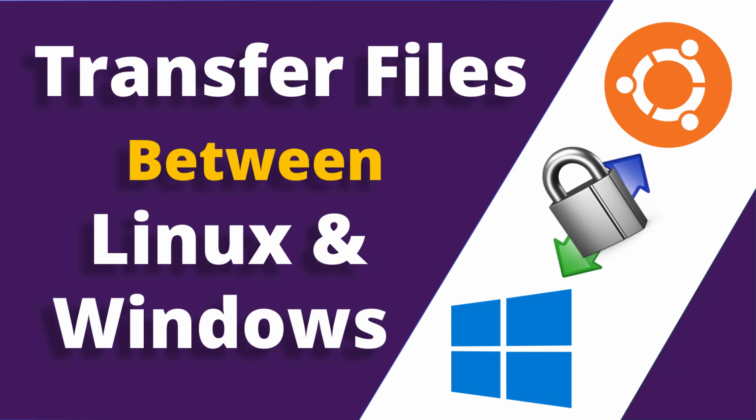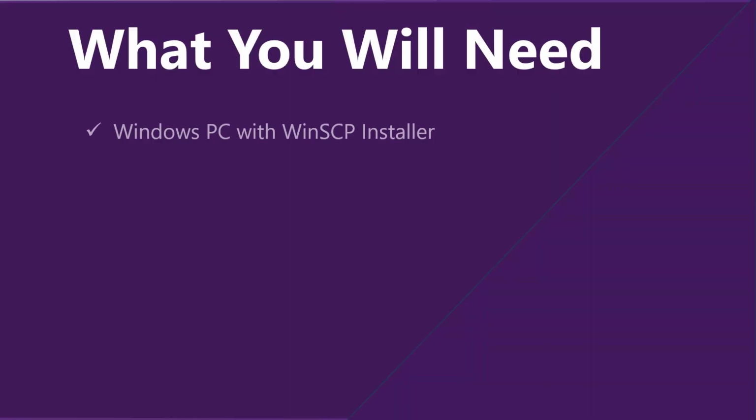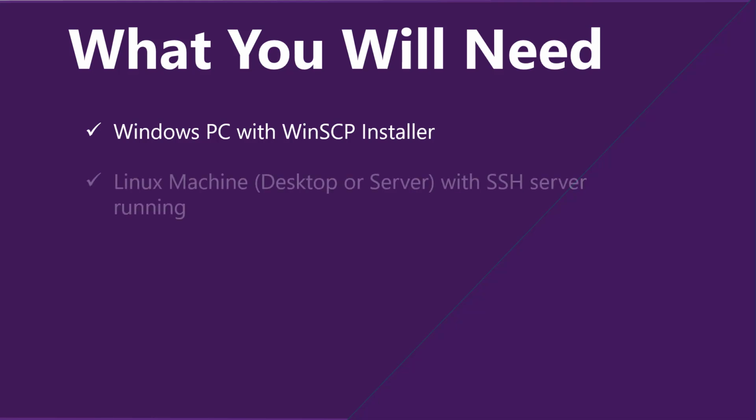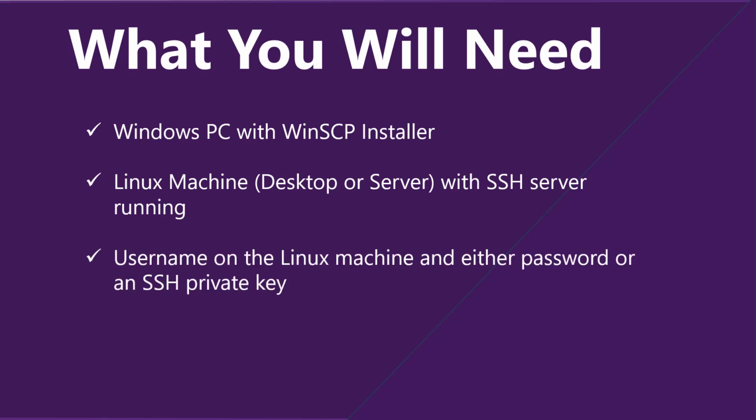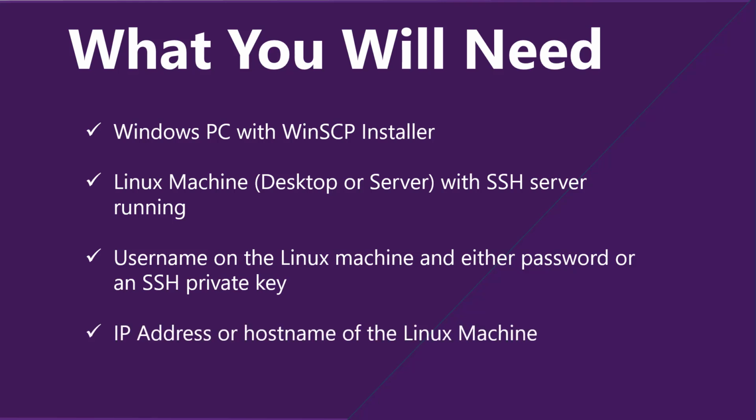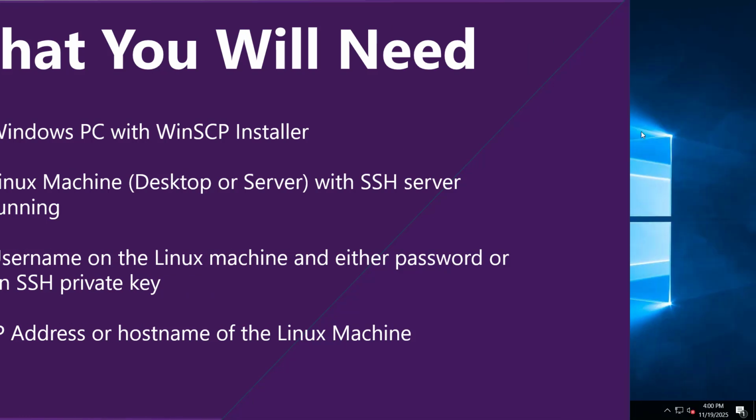Before proceeding, let's see what should be in place. You should have a Windows PC with WinSCP installed. You should have a Linux machine. It can be a desktop or server with SSH server running. You should have a username on the Linux machine and either the password or an SSH private key. You should also know the IP address or hostname of the Linux machine, and they should be on the same network. So let's go to the server and get started.